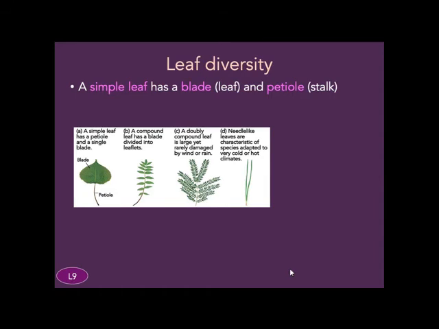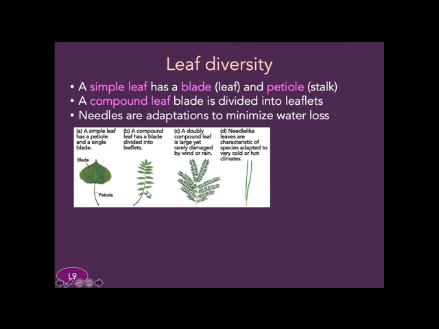All right, so there's a lot of diversity in leaves as well. If you have a plant with a simple leaf, it just looks like this, and it has a blade like this, and a petiole, which is the stalk. A compound leaf blade is divided into leaflets. So you have one petiole with lots of little leaflets. And you can have a doubly compound leaf. So you have a compound leaf, then it splits again into more and more. You can also have things like needles. And this is an adaptation to minimize water loss if you live in a very cold or a very hot climate.